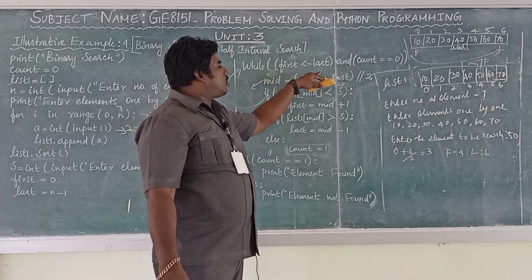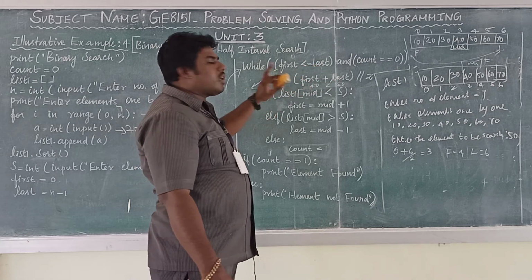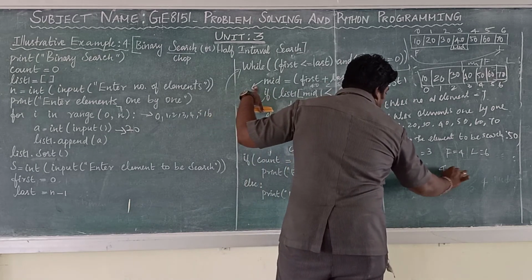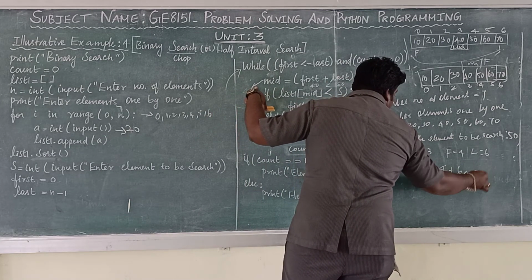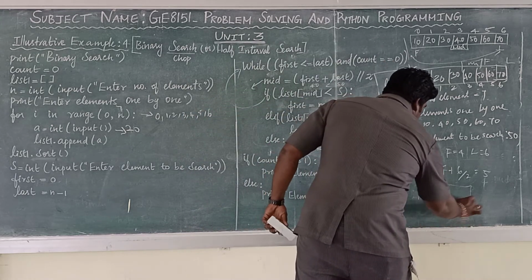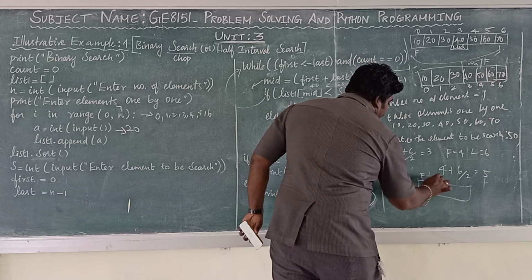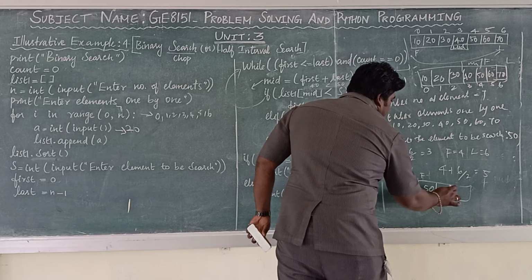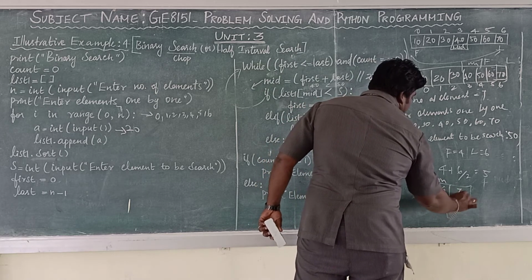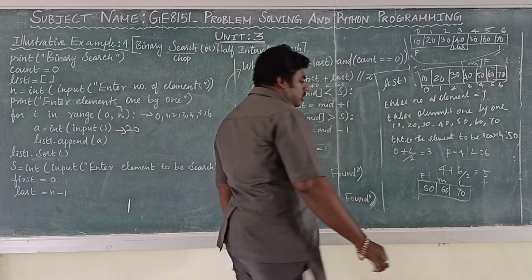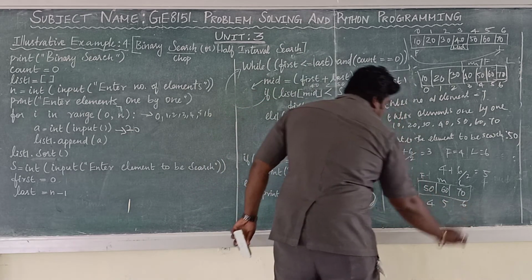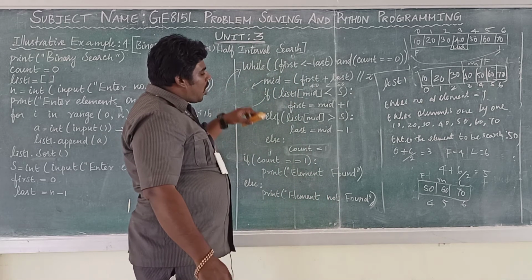So first less than equal to last, condition true. Count equal to 0, condition true. Calculate the mid again. So 4 plus 6 divided by 2. So 10 divided by 2, you will get the 5. Now which one is mid? First is 50, this is mid and 70 is last. 50 is the mid. What's the index? 4, 5, 6.